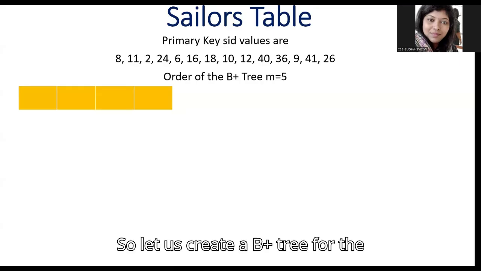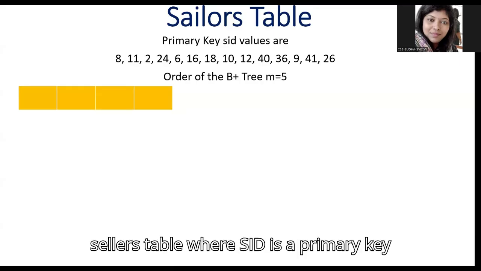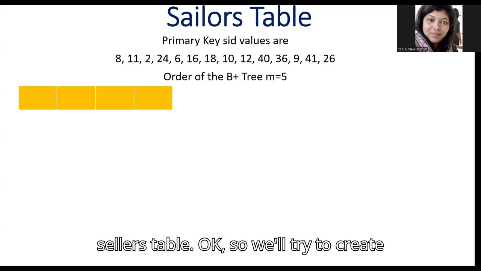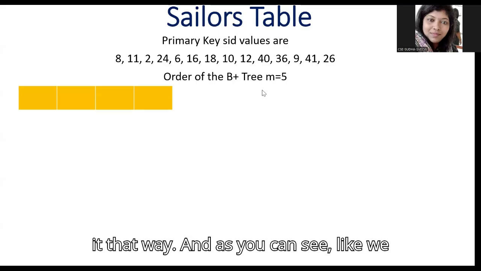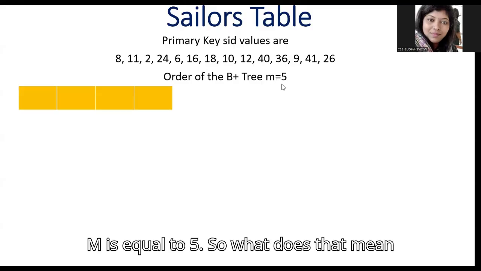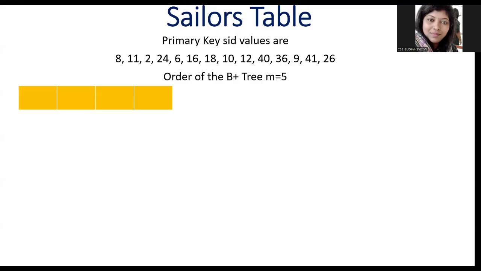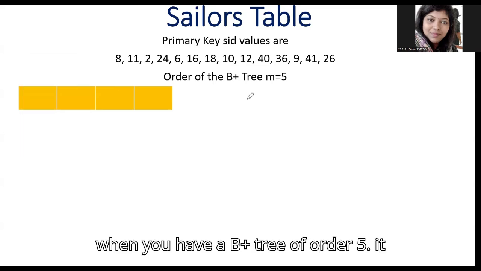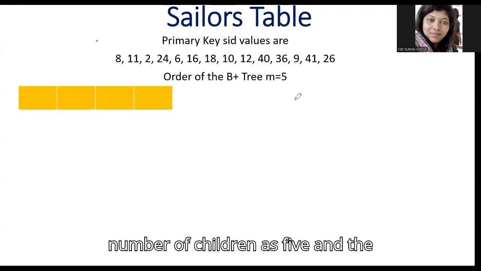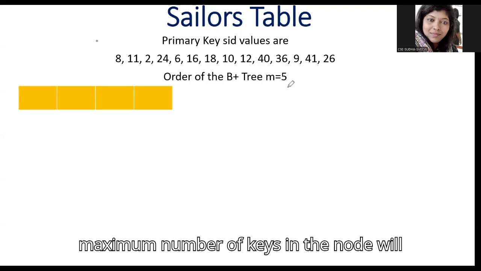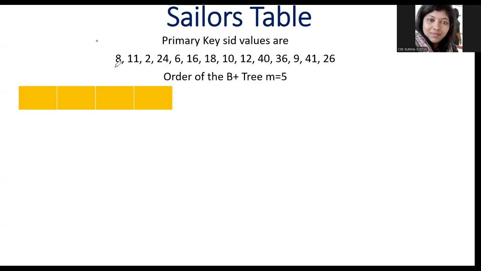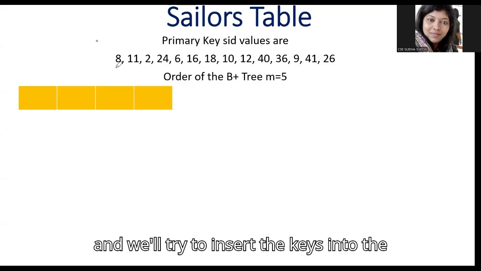Let us create a B plus tree for the sailors table where SID is the primary key, and the values in the B plus tree will be the SIDs from the sailors table. As you can see, the order of the B plus tree is m equal to 5. When you have a B plus tree of order 5, you will have a maximum of 5 children and the maximum number of keys in a node will be m minus 1, which is 4. This is the node structure, and we'll try to insert the keys into the node.